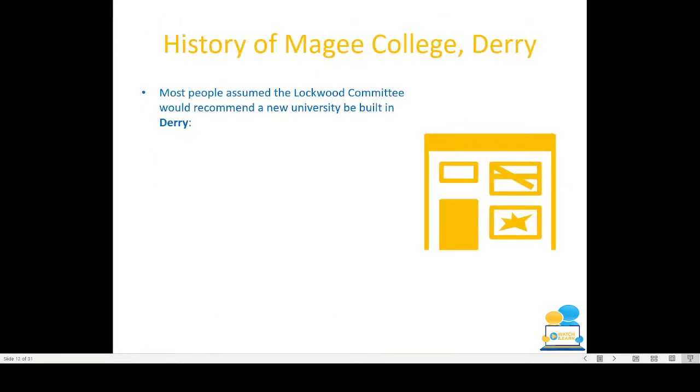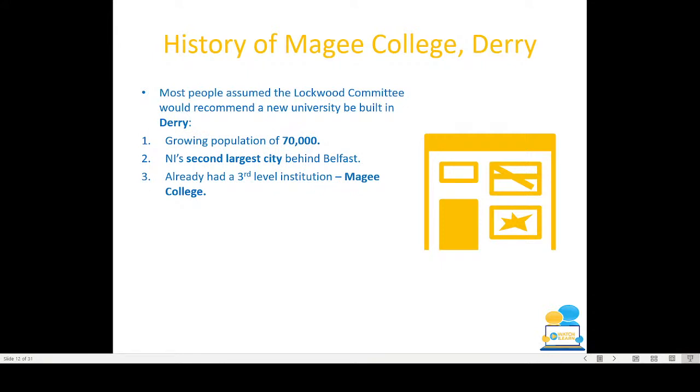So the history of Magee College in Derry. Most people assume that the Lockwood Committee would recommend a new university to be built in Derry. And that's predominantly because of Magee College that already existed in Derry. So Derry had a growing population of about 70,000. It was Northern Ireland's second largest city behind Belfast, and it already had a third level institution in Magee College.